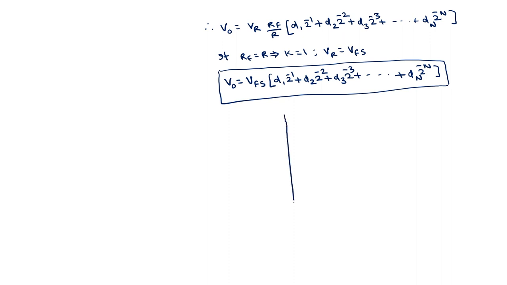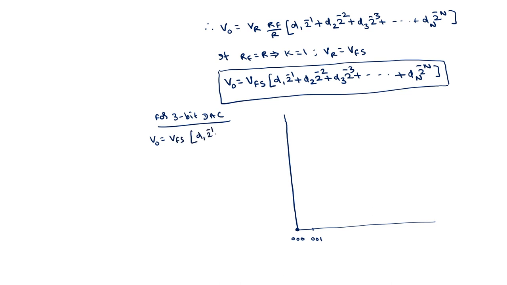So if I take input versus output, if it is 000, voltage is 0, corresponding to 001, if I take 3 bit, V naught is equal to VFS into D1 raised to the power of minus 1, D2 raised to the power of minus 2, D3 raised to the power of minus 3. If D1, D2, D3 is 0, 0, 0, implies output V0 is equal to 0. If it is 0, 0, 1, you can see that V0 is equal to VFS by 8. Then 0, 1, 0 is VFS by 4.